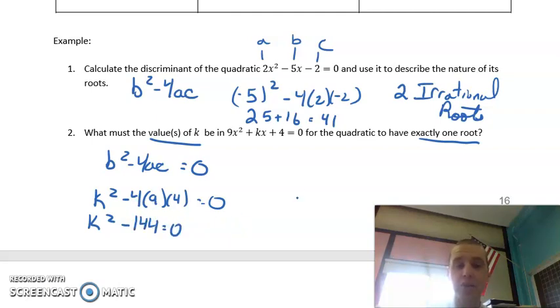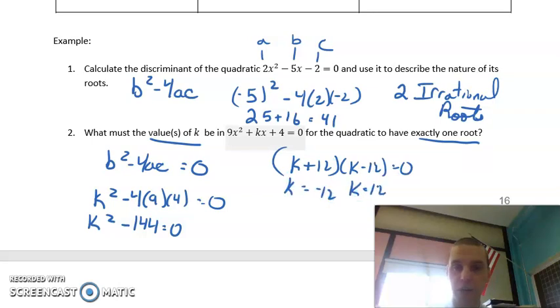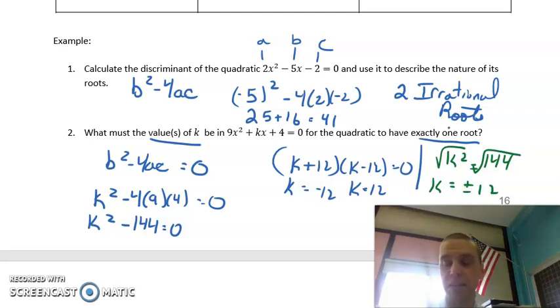And now notice there's two ways to solve this. You have a binomial that's a difference of two perfect squares, so I could go k plus 12, k minus 12 equals 0, and get k to equal negative 12 and k to equal 12. Or the other way I could have done it is set k squared equal to 144, and when you square root, the key thing to remember is that k equals plus or minus 12. A lot of people forget the plus and minus, and that's why I sometimes like doing the difference of two perfect squares. But you get plus or minus 12. And either way, that will give you one root. K can be 12, or k could be negative 12.